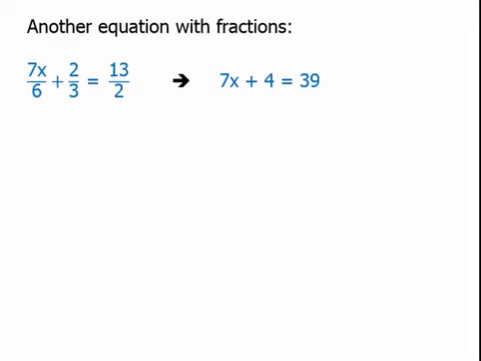And of course, once we get into this form with the fractions cleared, then it's a very easy equation. We subtract 4, we get 7x equals 35, then we divide by 7, and we're left with x equals 5.